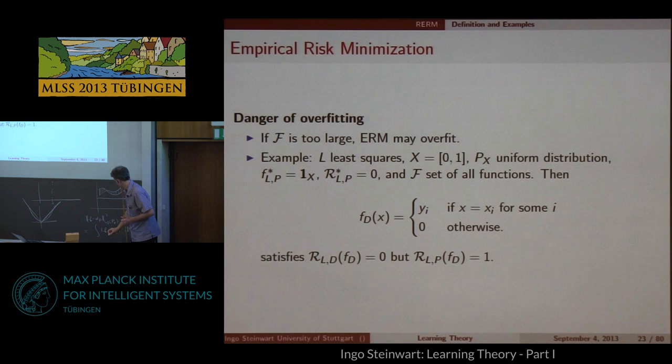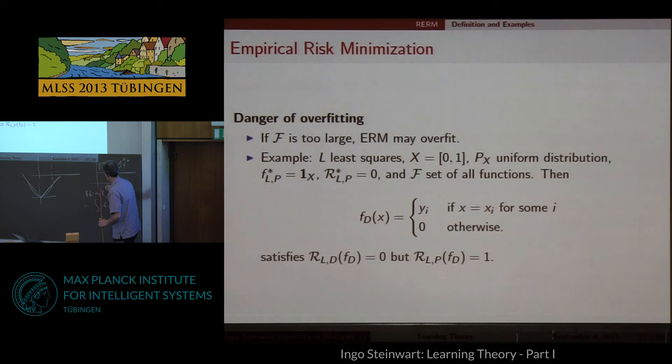What does it do? If we have a point xi with some label yi, this decision function or predictor fd predicts this value here. fd of xi is by definition yi. And if we are somewhere which is not covered by a particular sample xi, we predict zero. So we have a couple of points x1, x2, maybe x10 where we make a prediction, and everywhere else we predict zero.